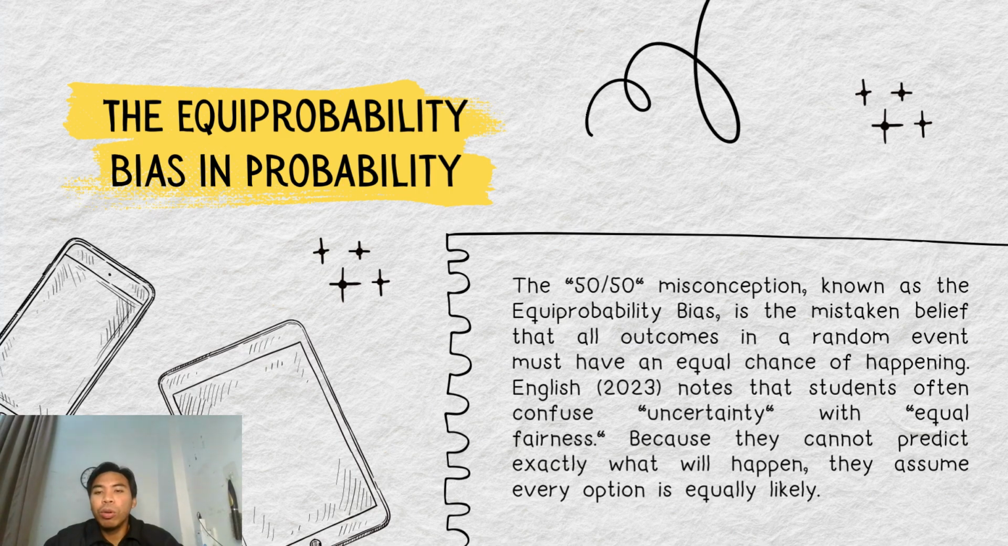Other than that, we go to the equal probability bias in probability. The 50-50 misconception, known as equal probability bias, is the mistaken belief that all outcomes in a random event must have an equal chance of happening. English 2023 notes that students often confuse uncertainty with equal fairness because they cannot predict exactly what will happen. They assume every option is equally likely, 50-50.